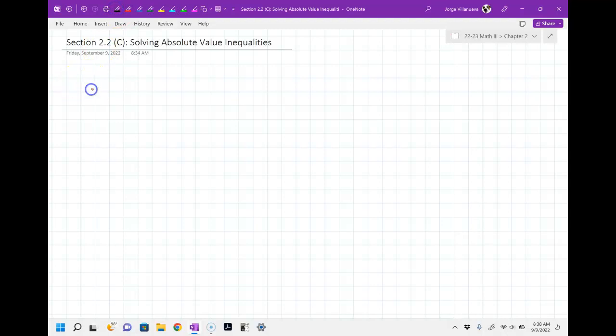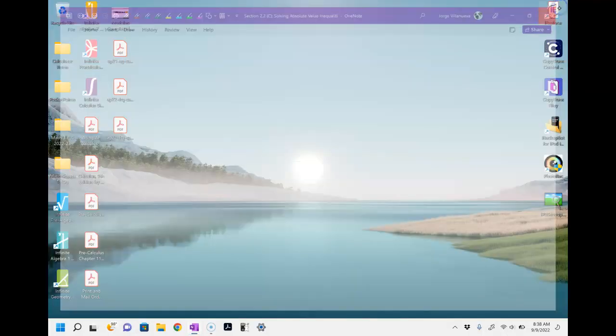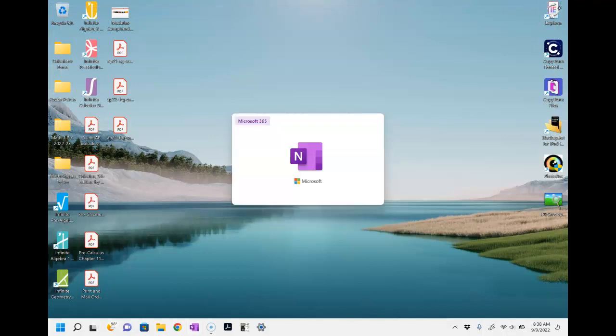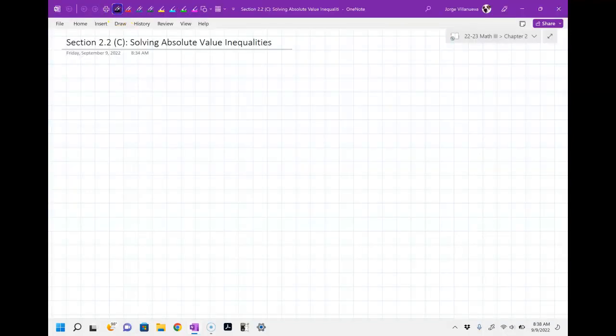Hold on, I have to restart the program really quick because it's not letting me change the colors of the pen, and usually that just needs to be started up again. So, solve and graph.